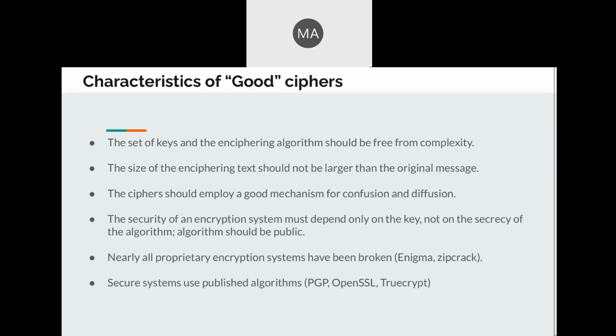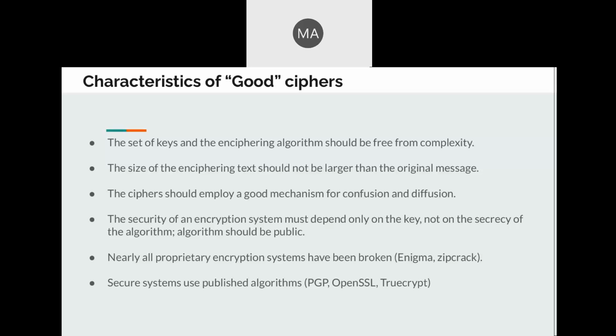In this slide, we'll discuss the characteristics of a good cipher. A good cipher should be free from complexity, and also the encrypted text should not be larger than the plain text. It can never be smaller either, because in that case a loss of information may happen. So the ciphertext should also not be larger than the plain text.